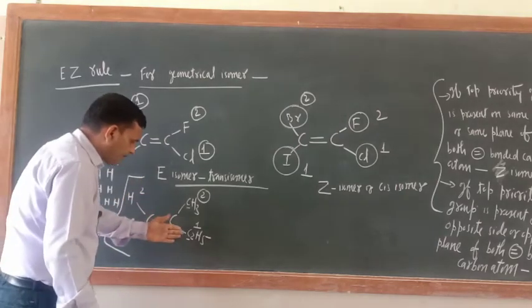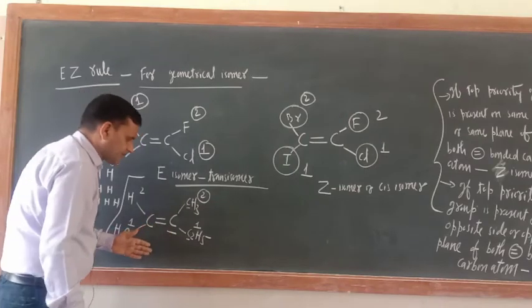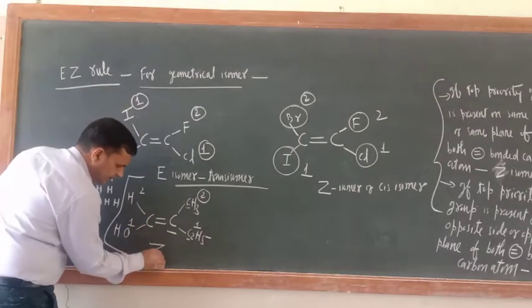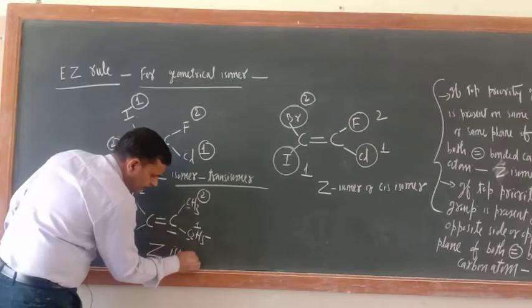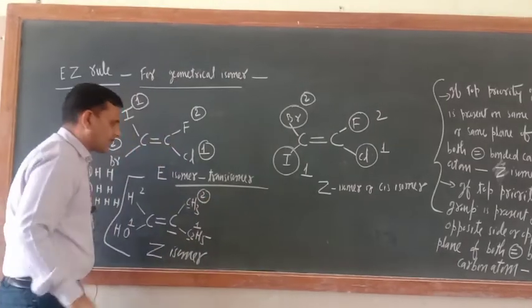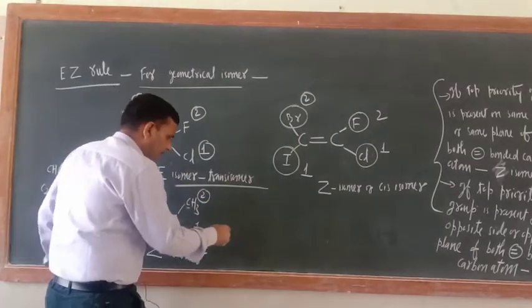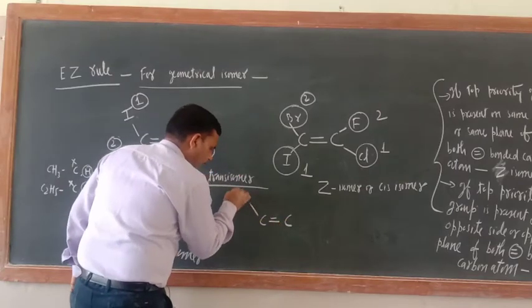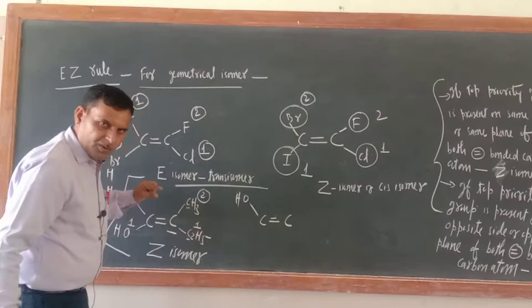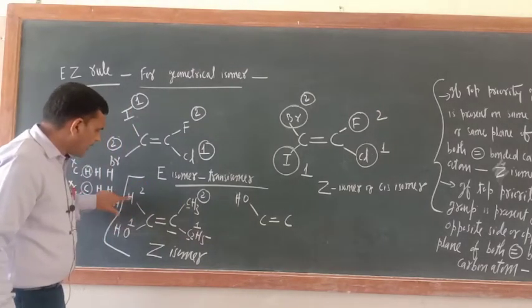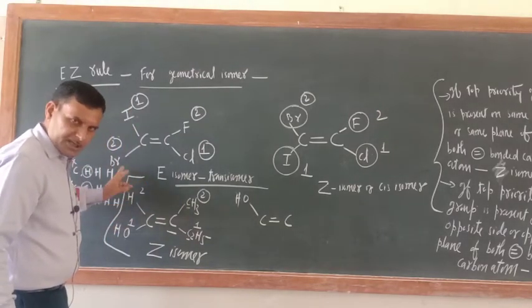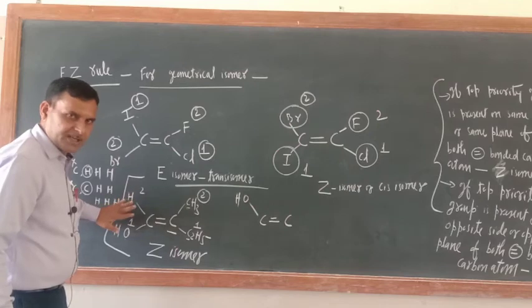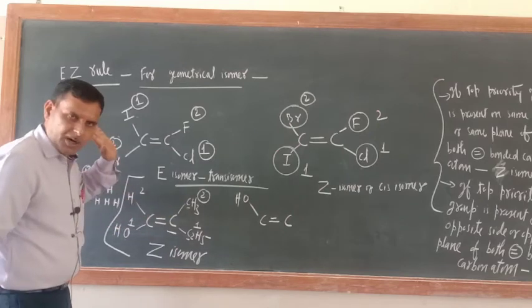Now here the top priority groups are present on the same side. So this is the Z isomer, which is also known as the cis isomer. Now same, just change the position. On this side, only one carbon atom's bonded groups should change their position, others should not be changed.